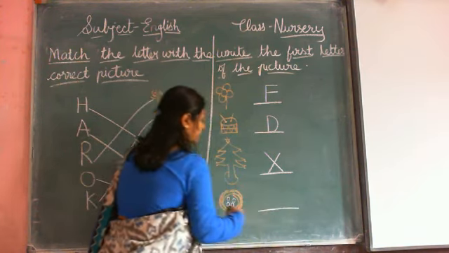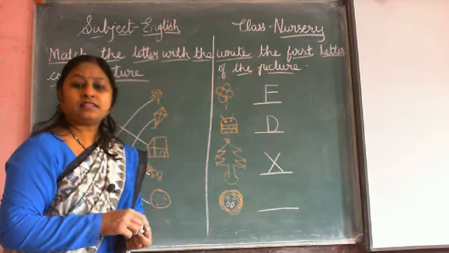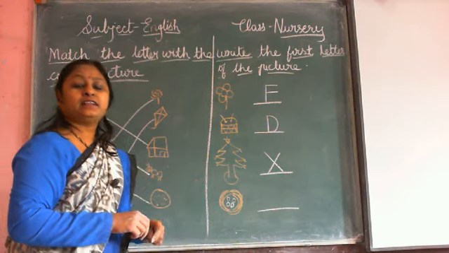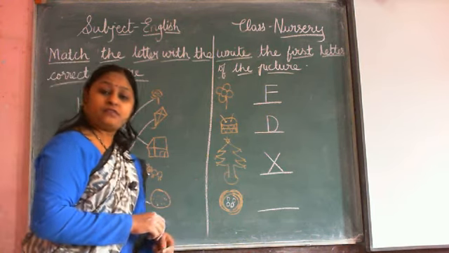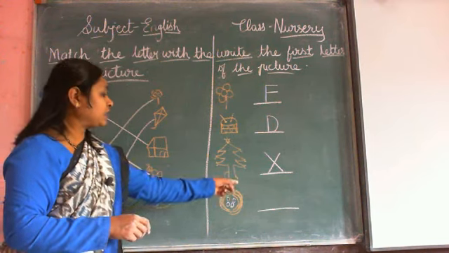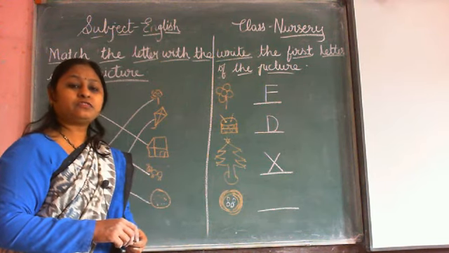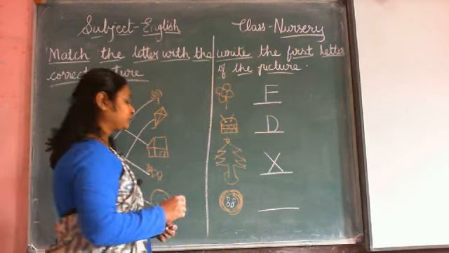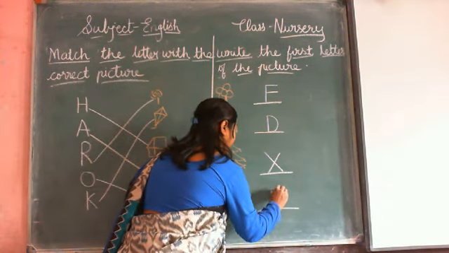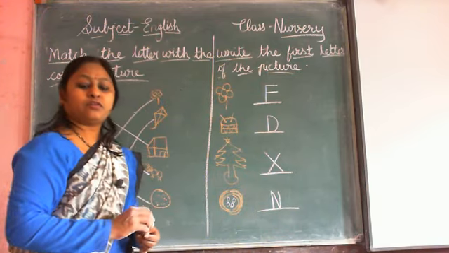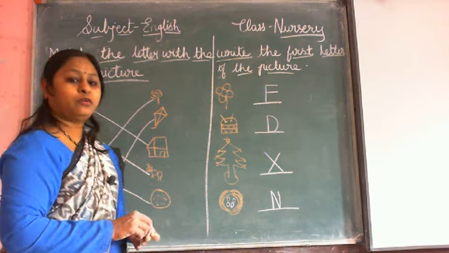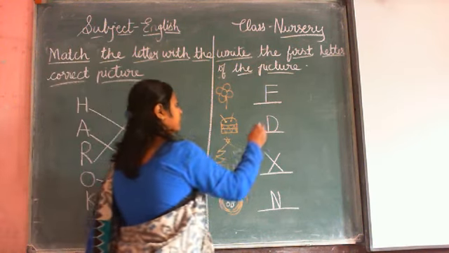Tell me, which picture is this? This is a picture of nest. So, which first letter you will write? N. N for nest. Good. Very good.